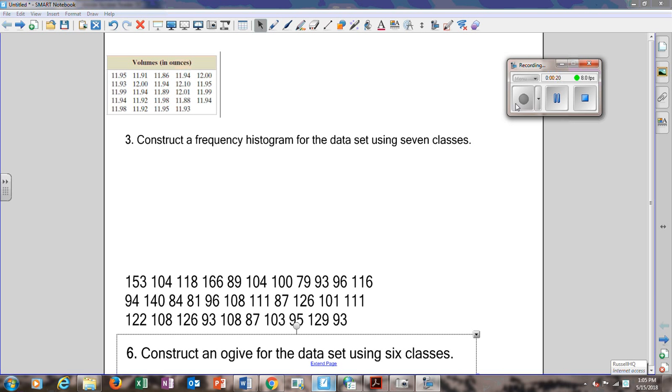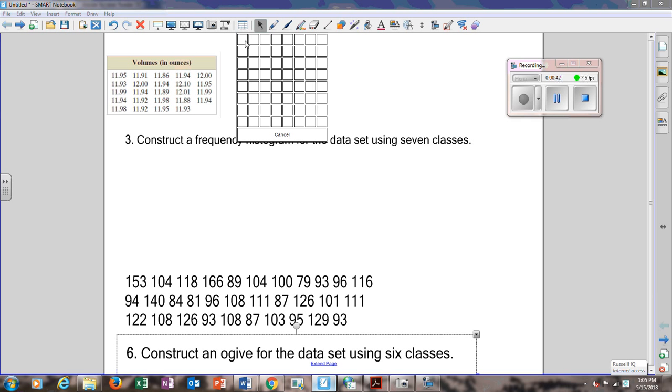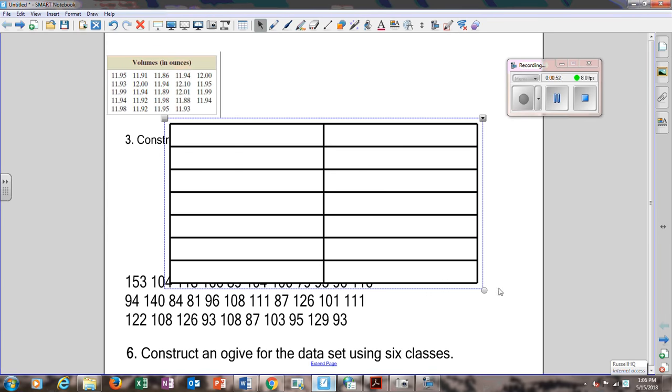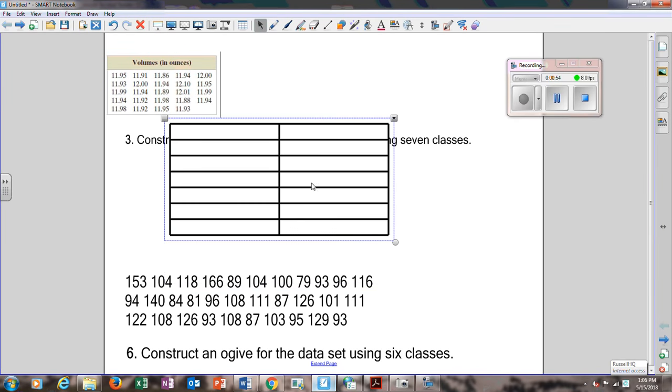So we take the difference of that, so 12.1 minus 11.86 gives you 0.24. You divide that by 7 and then round up. So it's going to be 0.04 is your difference between classes. So in order to do a frequency histogram, first we have to do a frequency table. Let's size that down a little bit.